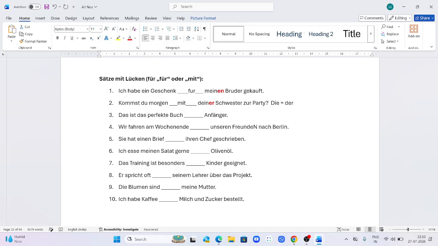Okay, kommst du morgen mit? Why did I use mit there? Because it is deiner Schwester. Schwester is die Schwester, but it is changing to der at the end, before the Schwester, the word der. So der is for feminine in Dativ. That's why it is mit. Kommst du morgen mit deiner Schwester zur Party? Are you coming tomorrow with your sister to the party?